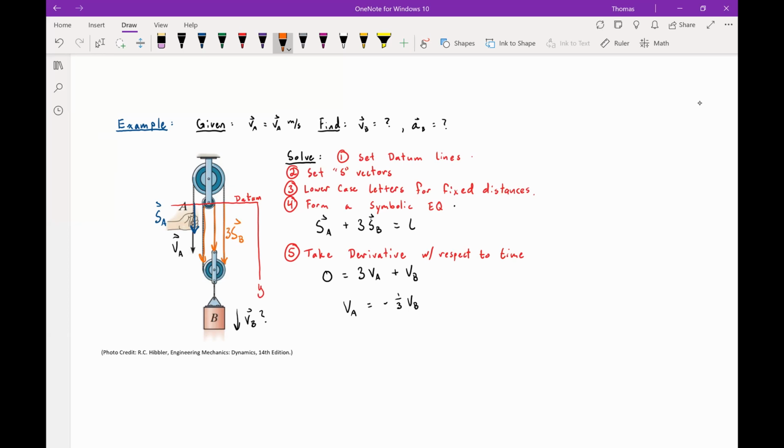While performing your analysis of the system, it is important to note the extraneous elements of your system. This can include unchanging distances below your datum line or the pieces of rope that are actually wrapped around the pulleys. You may denote the unchanging distances with a lowercase letter. The lengths of rope wrapped around the pulleys can simply be ignored.